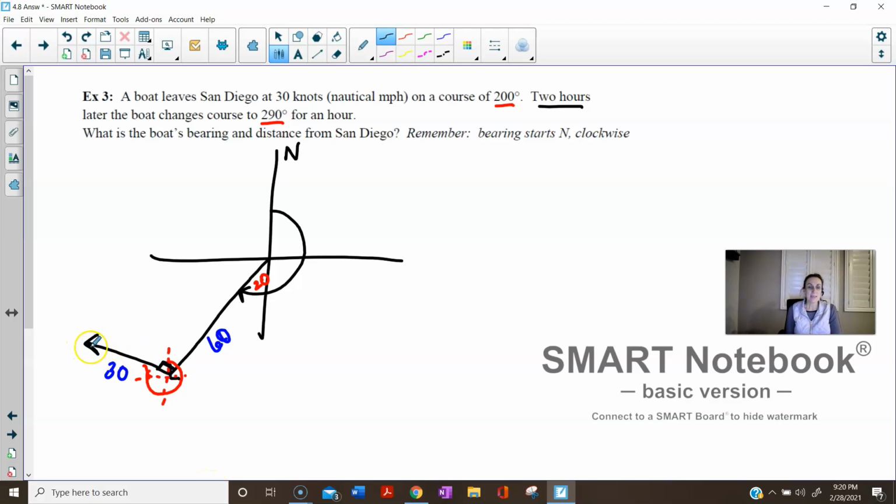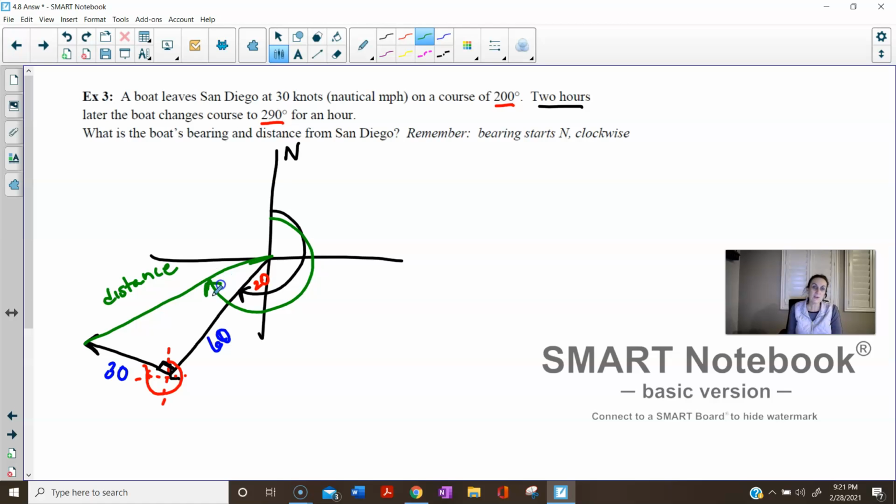All right. And then it says, what is the boat's bearing and the distance from San Diego? So this is the boat coming back to San Diego. That's going to be the hypotenuse, which is the distance. So this is your distance back to San Diego. Your bearing is going to be, you start here and you go 90, 180, and we come all the way to here.